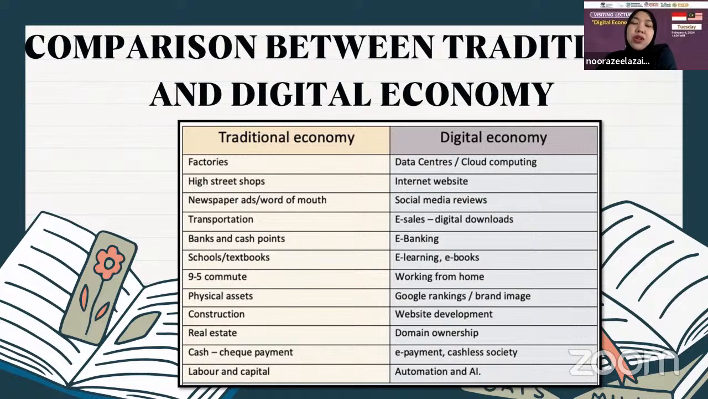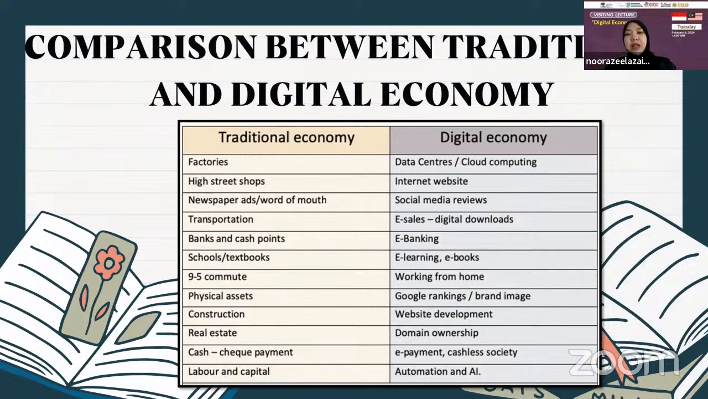Okay. Based on the traditional economy, we use the newspaper and word of mouth, but now we have social media reviews. Okay, if you want to get news, you can go to social media. And then transportation is now digital download. For traditional, based on the bank and cash point, and now we have e-banking, okay? For traditional, based on school textbooks, but now we move to e-learning and e-books, okay? So you can access the book by e-book, okay?